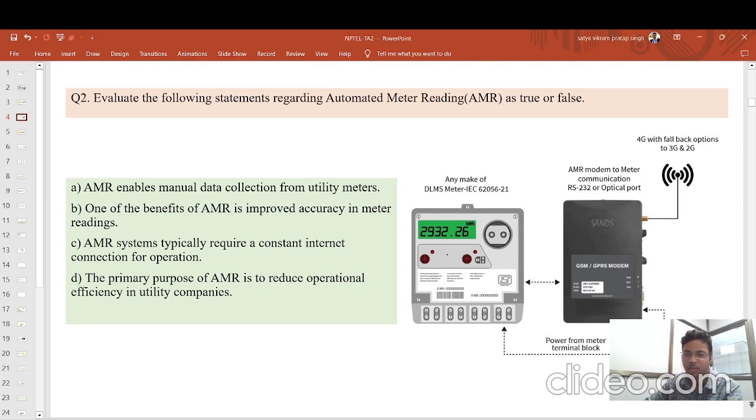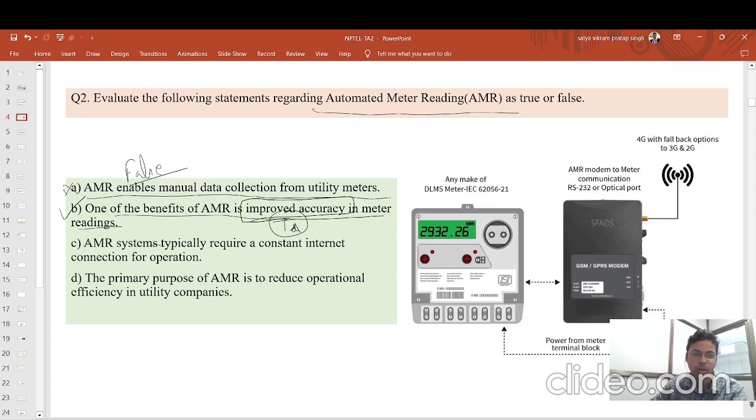Okay, let's jump to the answer side. Let's read these statements related to automated meter reading. First, it says that AMR enables manual data collection from the utility meter. Actually, this is false. You know that it is automated. Coming to the second part, one of the benefits of AMR is improved accuracy in meter reading. This is correct, because it improves accuracy related to delay time and also related to theft.